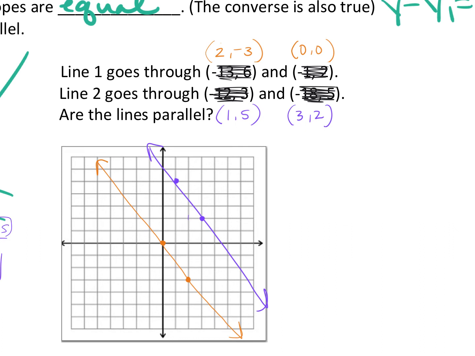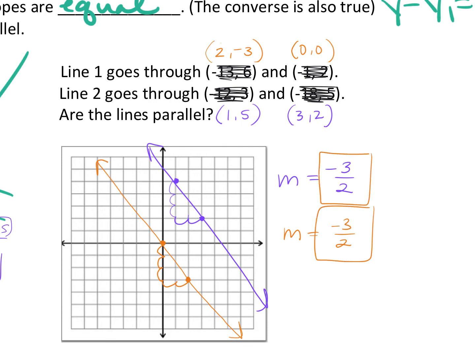Are they parallel? Yes, they are. Why? Because they have the same... What are their slopes? 3, 2. Close. -3 over 2, right? You're going down 3 over 2. So -3 over 2. Now check the orange one. Down 3 over 2. So that one's -3 over 2.